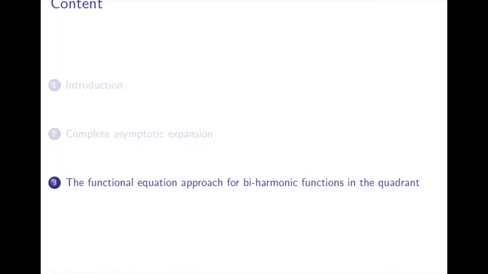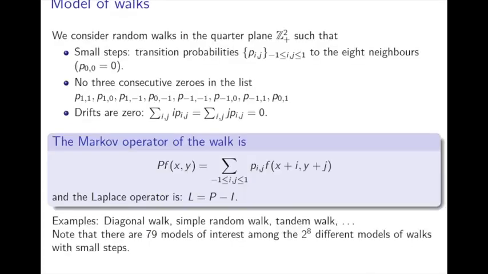Now we will see how the functional equation approach can be used to construct polyharmonic functions. The general model of walks that we will consider are random walks in the quarter plane with small steps. Pij are the transition probabilities to the 8 neighbors, p00 is equal to 0.